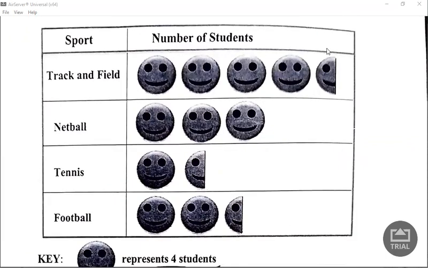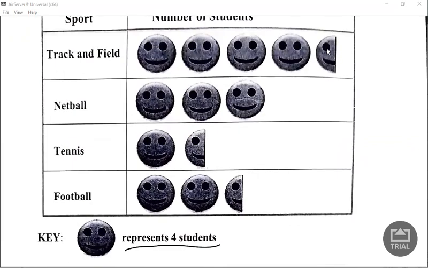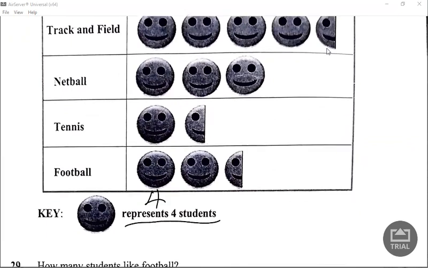All right. How many students like football? So you go back up to football and remember each one of them is 4. So this is 4 plus another 4. Half of it would be 2. So 10 persons like football. Very easy, very nice question. Don't get it wrong on the exam.